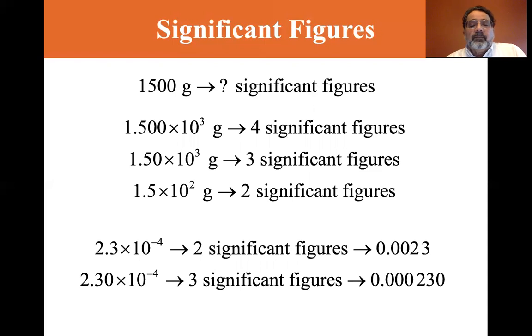Let's look here. 2.3 times 10 to the fourth is two significant figures. So it's written as 0.0023. Now here, the leading zeros are just placeholders. The scientific notation tells you exactly how many significant figures there are. So 2.30 times 10 to the minus 4, that's three significant figures. It would be written 0.000230. You have to include that last zero to indicate that it's that many significant figures.